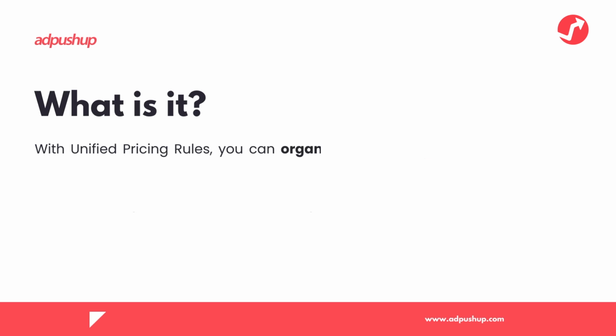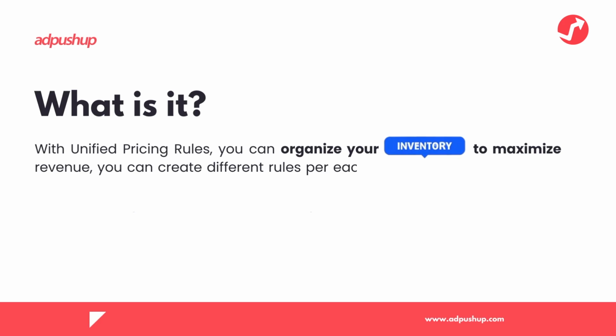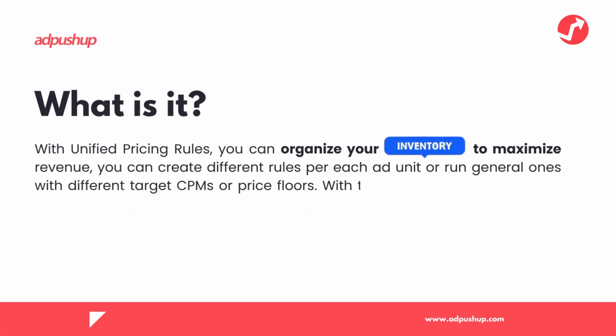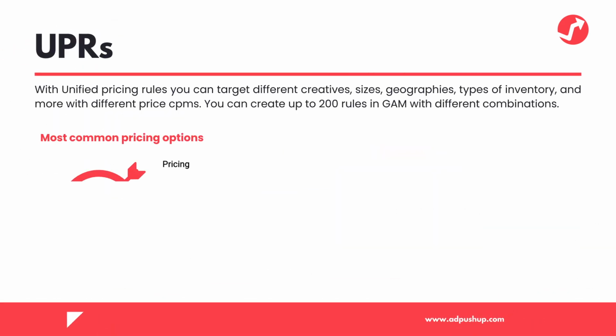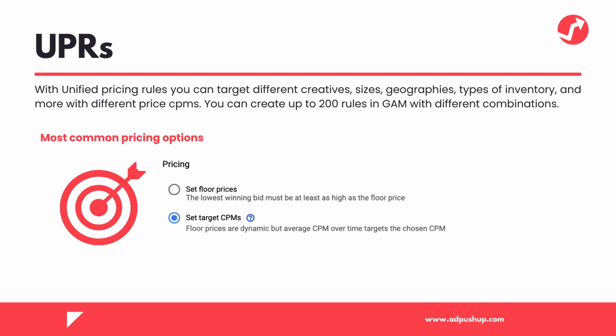With unified pricing rules, you can organize your inventory to maximize revenue. You can create different rules per each ad unit or run general ones with different target CPMs or price floors. With the latter, you can guarantee that all winning bids will be at least as high as the floor price. Let's go more in depth with unified pricing rules. With these, you can target different creatives, sizes, geographies, types of inventory, and more with different CPM prices. You can create up to 200 rules in GAM with different combinations.